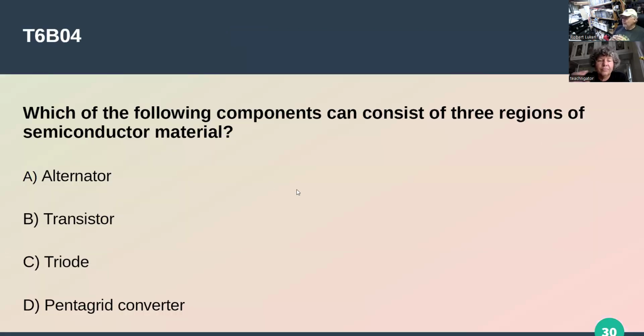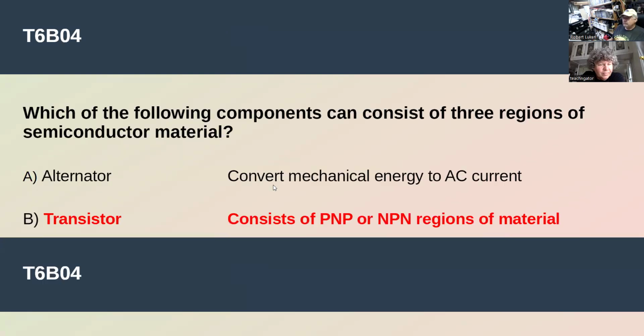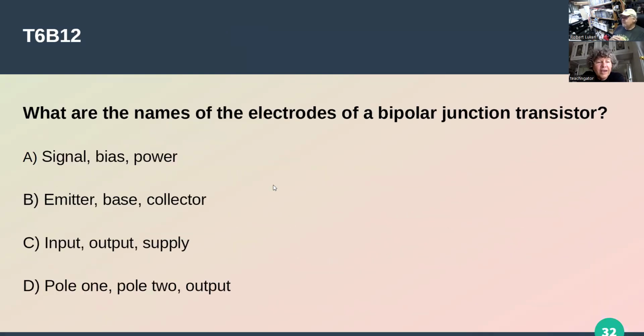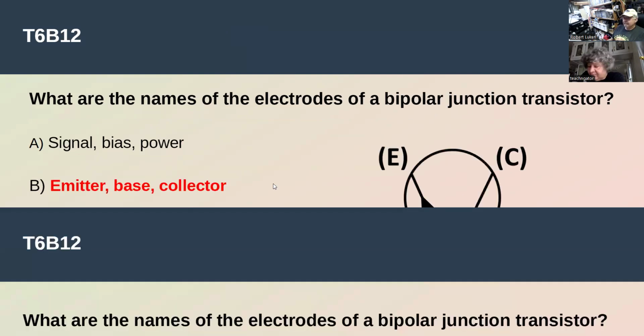So which of the following components can consist of 3 regions of semiconductor material? Bravo. What are the names of the electrodes of a bipolar junction transistor? Bravo.